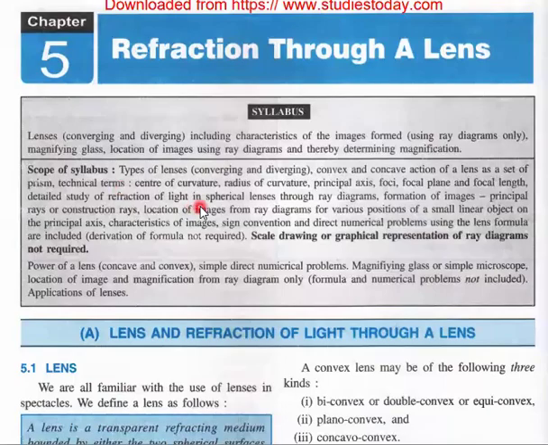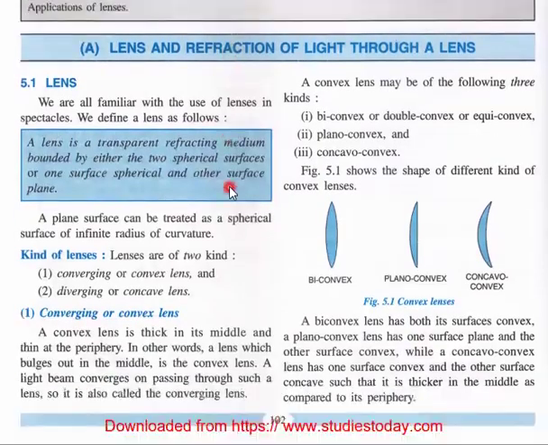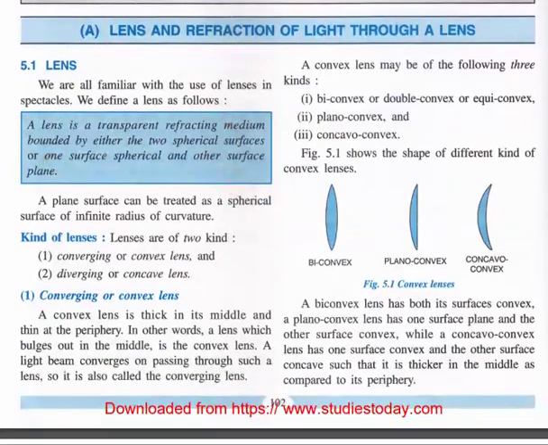So guys, the first thing you have to remember in this chapter is about lens. That is the first topic basically. So what is lens over here? A lens is a transparent refracting medium bounded by either two spherical surfaces, or one spherical surface and the other plane.